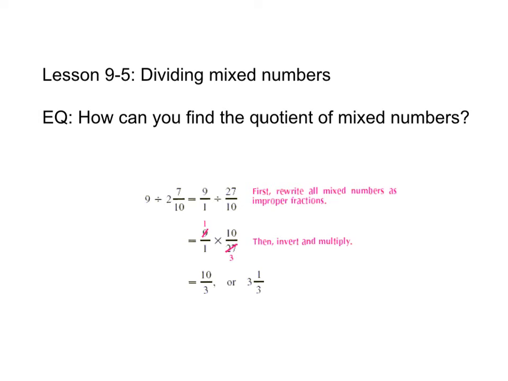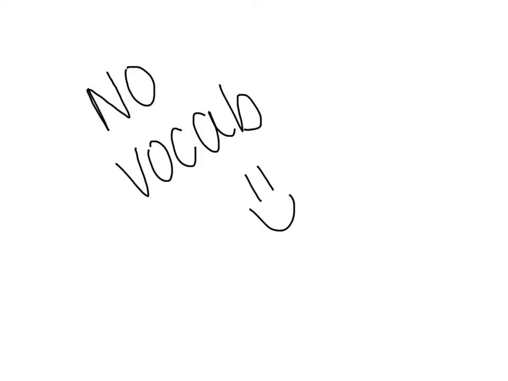This is lesson 9-5, dividing mixed numbers. Our essential question: how can you find the quotient of mixed numbers? So here are the steps. First, we have to change the mixed numbers to improper fractions. Then we do stay, change, flip, and multiply to find our answer. We have no vocab for this lesson.